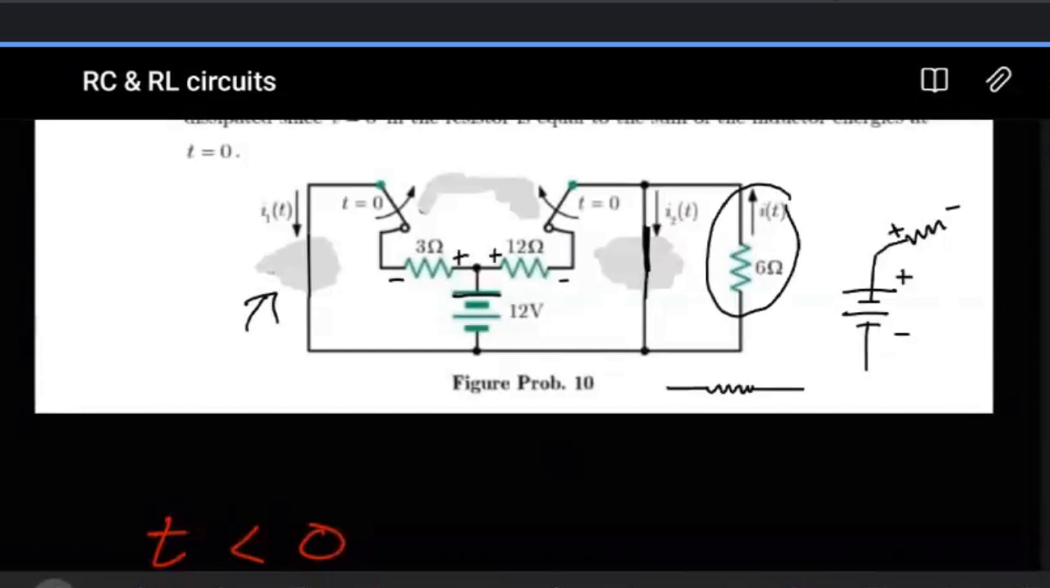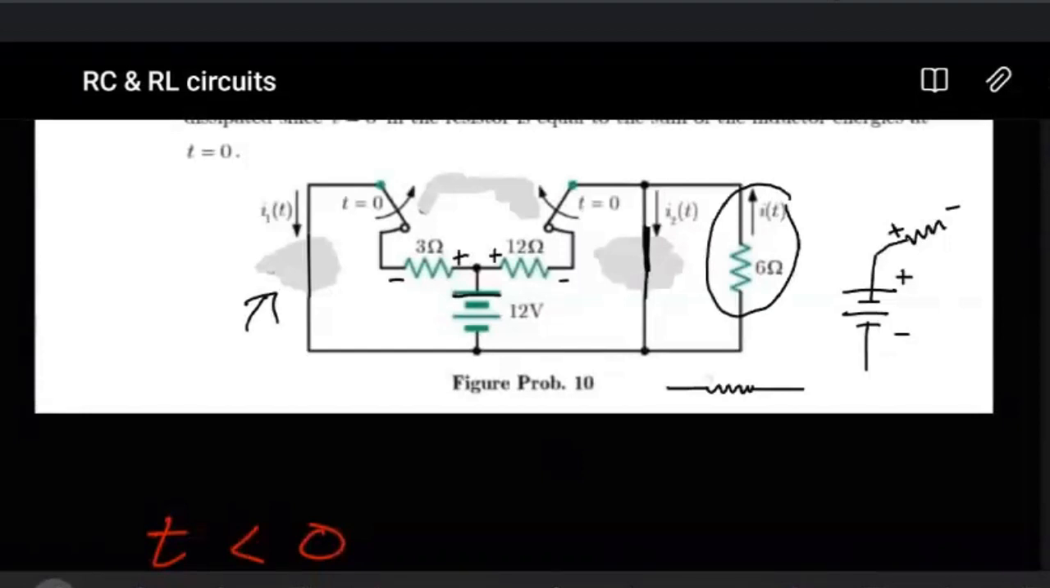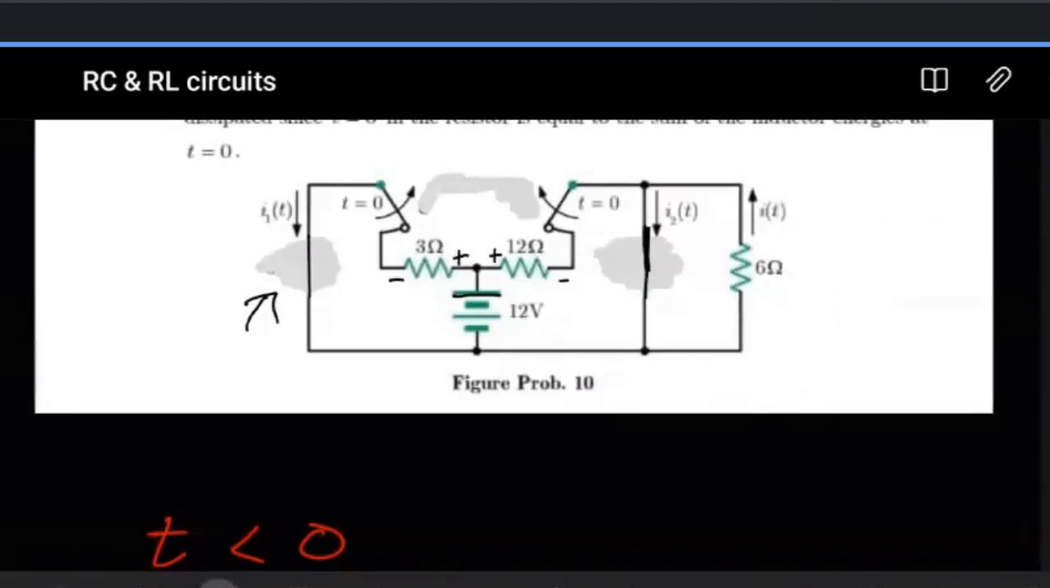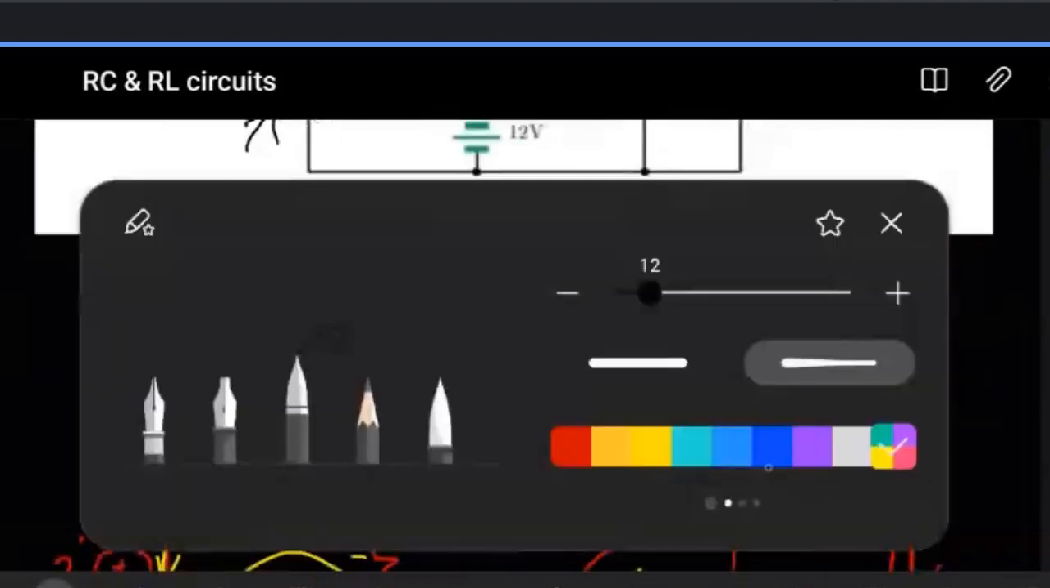Positive to negative. Yeah, so if the current is labeled to flow in this direction, then it is only convenient for you to say this is the positive end and this is the negative end. Okay, so basically that is that. So that answers the first part. Let's look at the second part.